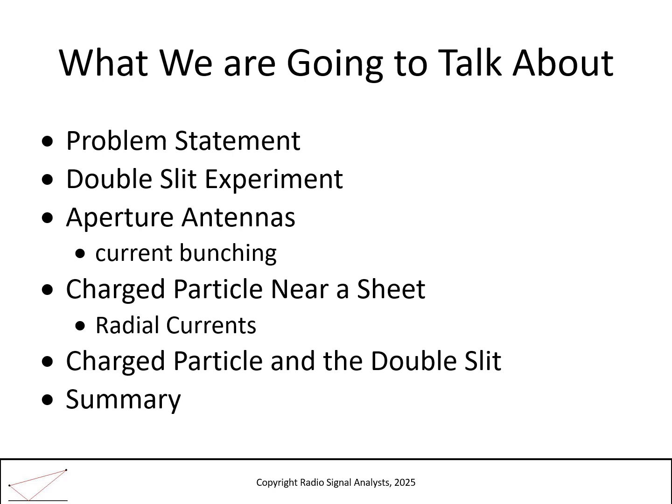This presentation will address the following concepts. We will describe the problem to be addressed. We will first describe the original double slit experiment. We will then explain how an aperture antenna works and what current bunching is. Next, we will talk about electrostatic repulsion and moving charges. Finally, we will put this all together to explain how a single particle can produce an interference pattern.